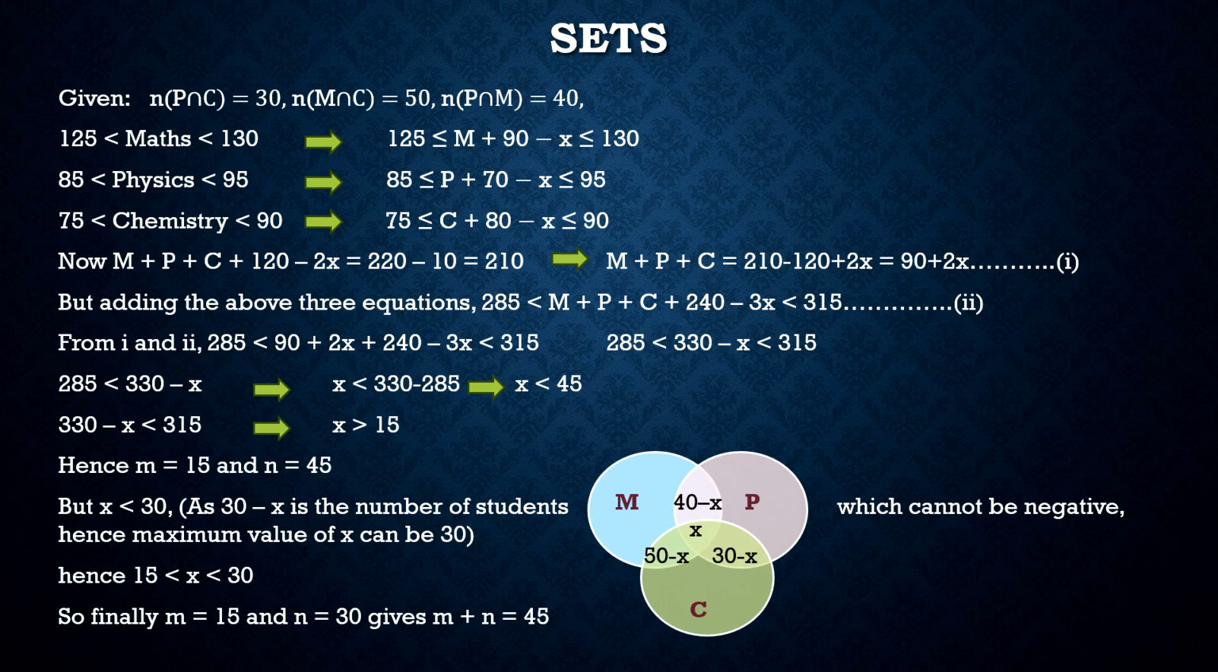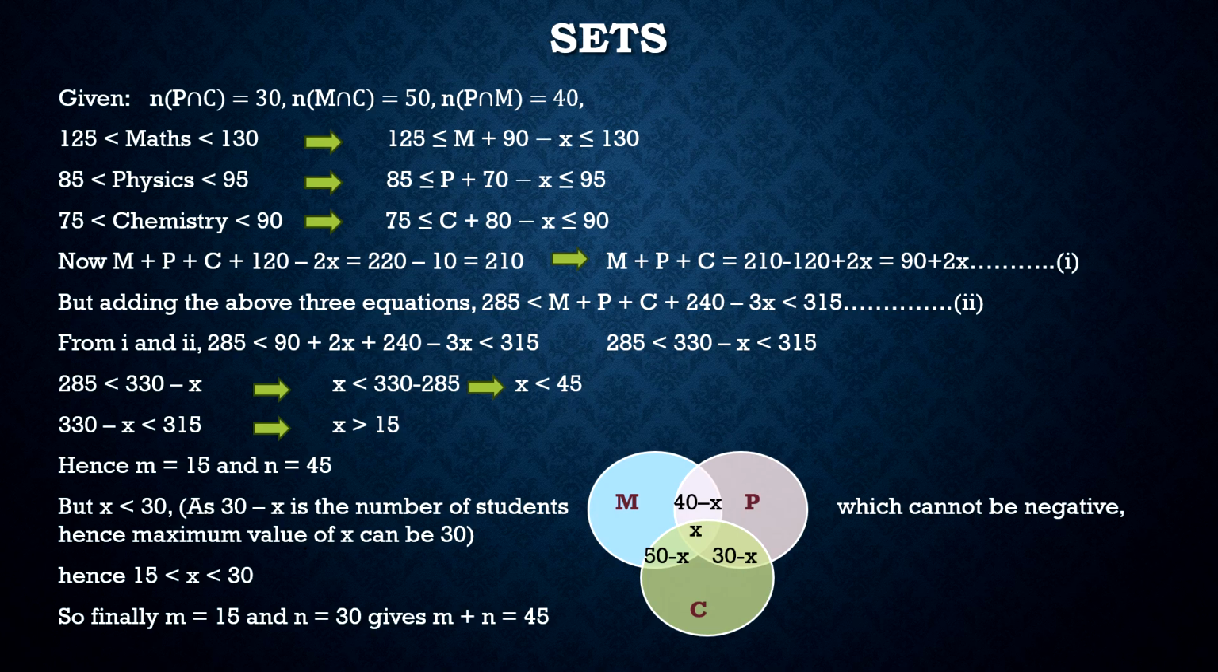And right hand side becomes 315. From 1 and 2, that means place the value of m plus p plus c from 1 in the equation 2 and simplify. So you will be getting 285 less than 330 minus x less than 315. Both the sides of inequality let us simplify. 285 less than 330 minus x implies x is less than 45. Similarly, 330 minus x less than 315 implies x is greater than 15.